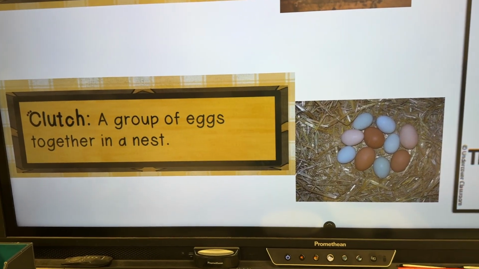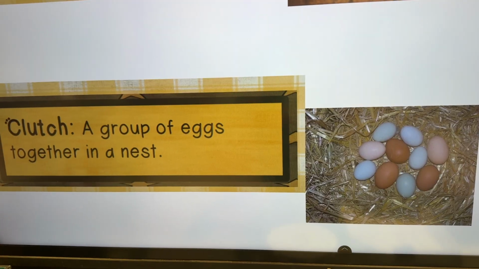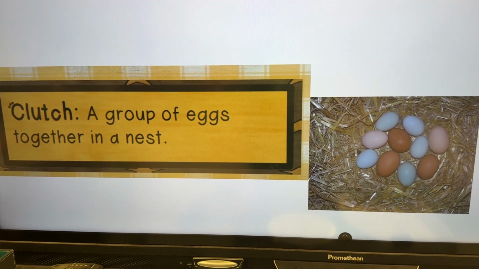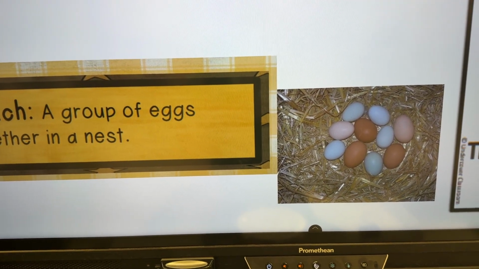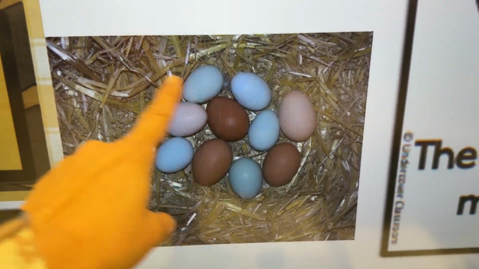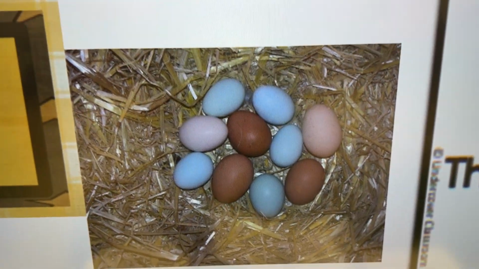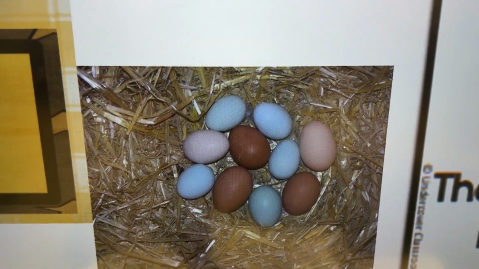Clutch is a group of eggs. We're going to use this word as a noun today. A noun is a person, place, or thing. So clutch is a group of eggs together in a nest. So when you see a group of eggs like this, all of these eggs were not laid by the same hen. See how they're different colors? We've talked about that. They're different colors because they come from different breeds of chickens.